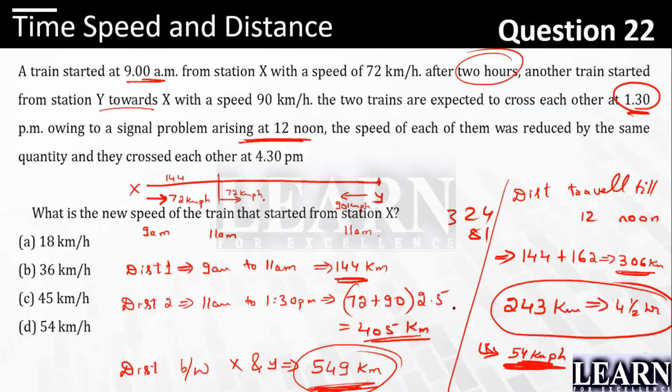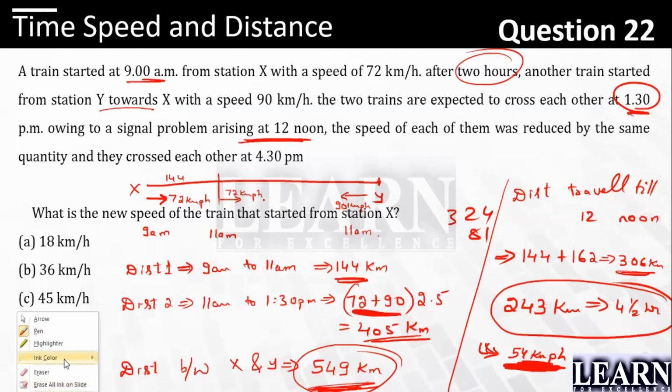Now, initially, the combined speed was 162 kilometers per hour. Now the combined speed is 54 kilometers per hour. What is the decrease? Now they're asking, what is the new speed there? If they are going to travel at a speed of 54 kilometers per hour, the initial combined speed was this one, that is nothing but 162.